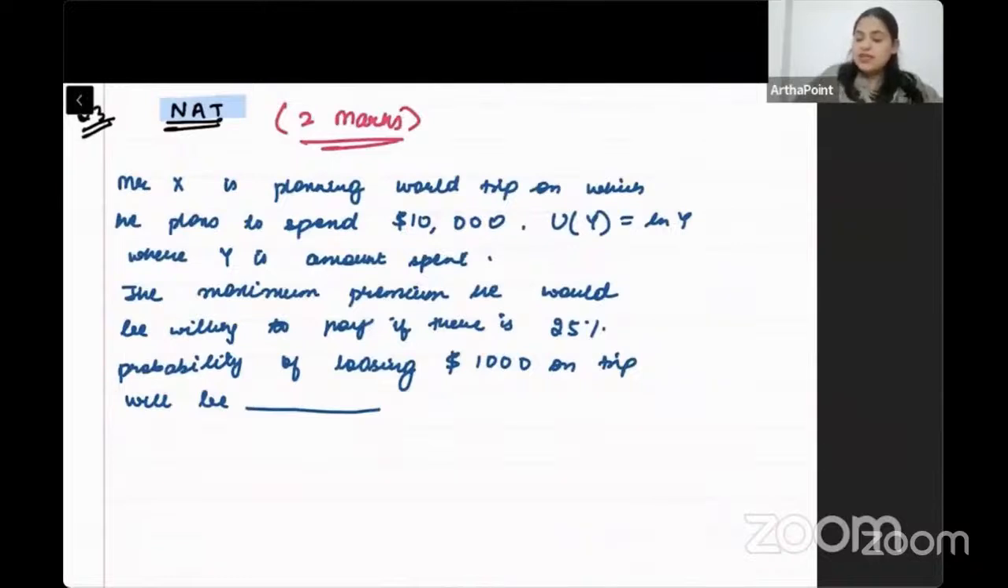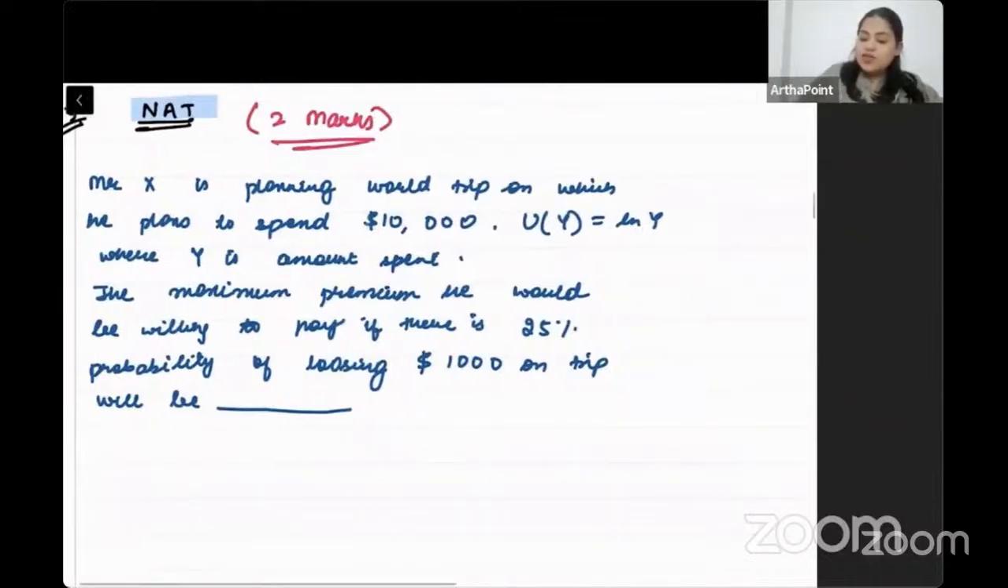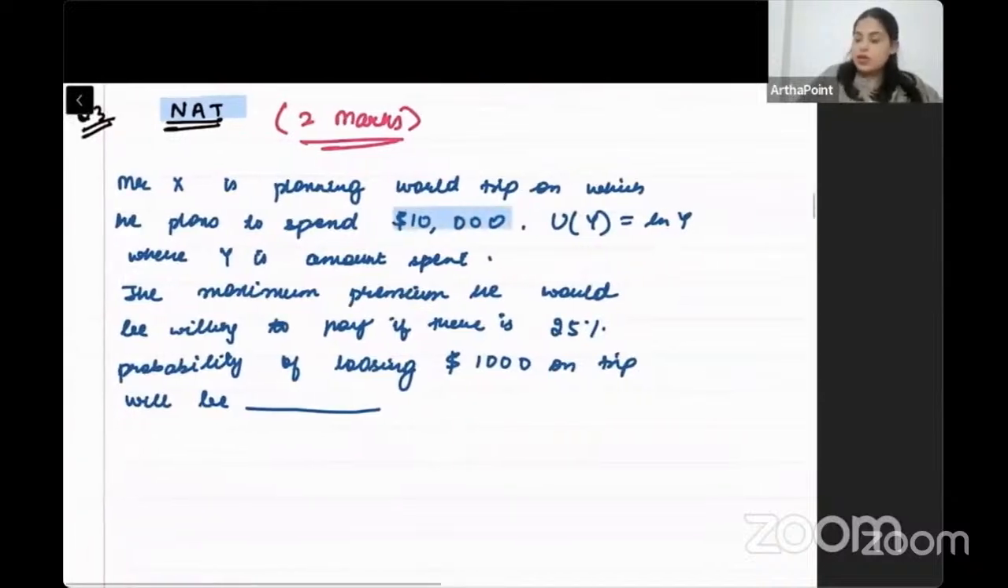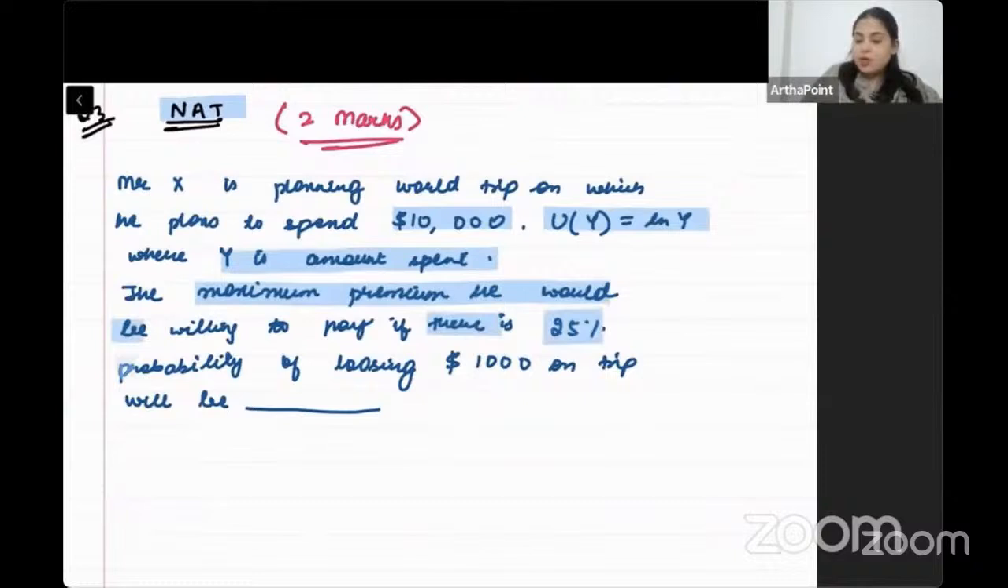It says, Mr. X is planning world trip on which he plans to spend 10,000. The utility function given to you is ln y, where y is the amount spent. The maximum premium he would be willing to pay if there is 25% probability of losing 1,000 on the trip. So the maximum amount he can lose is 1,000, and he can only lose this amount, beta, with 25% probability. You need to go ahead and you need to tell us the maximum premium he would be willing to pay. Just try to solve this.